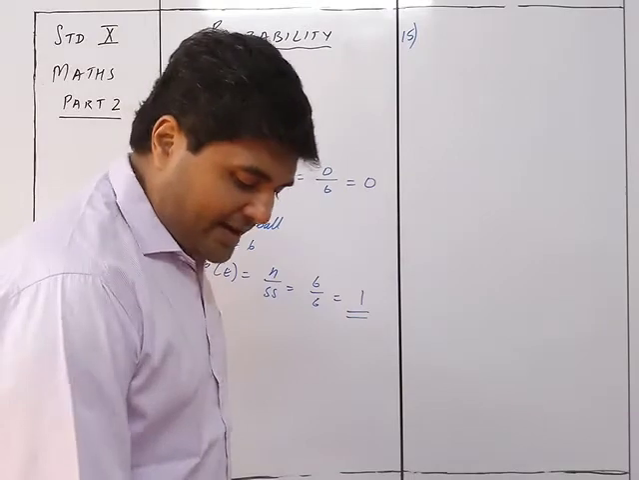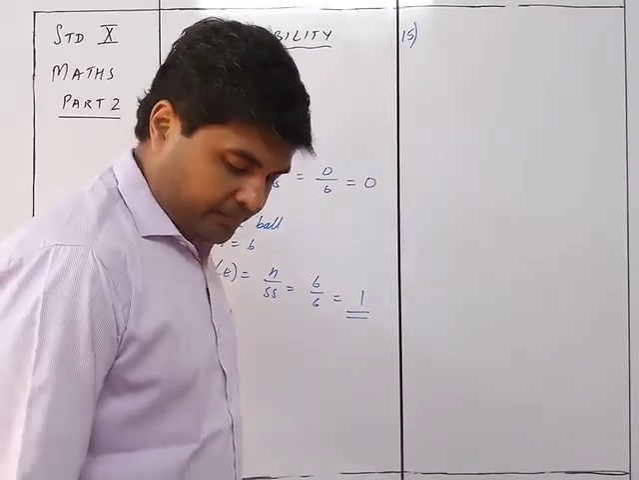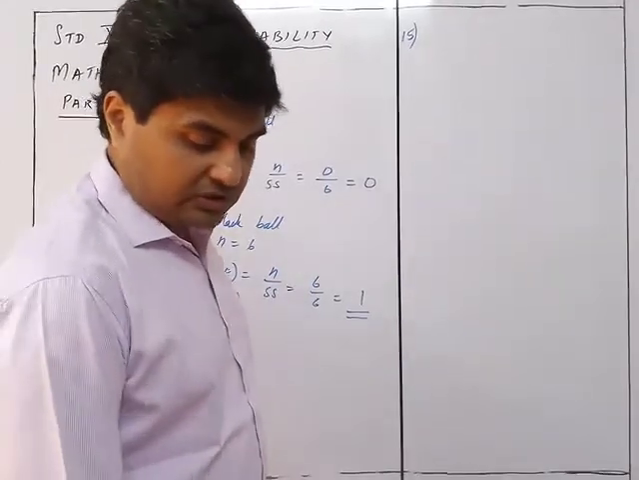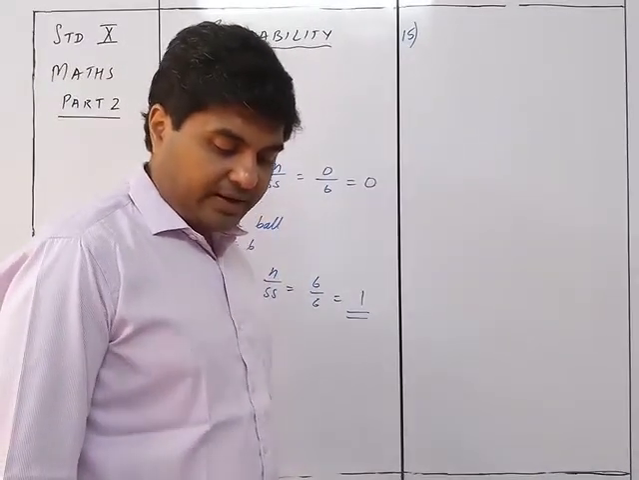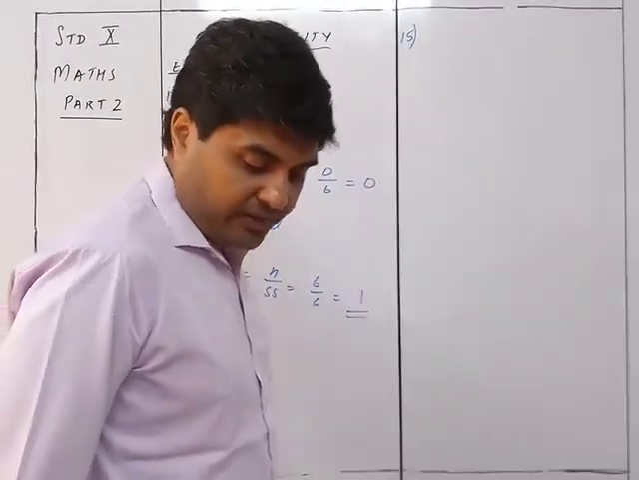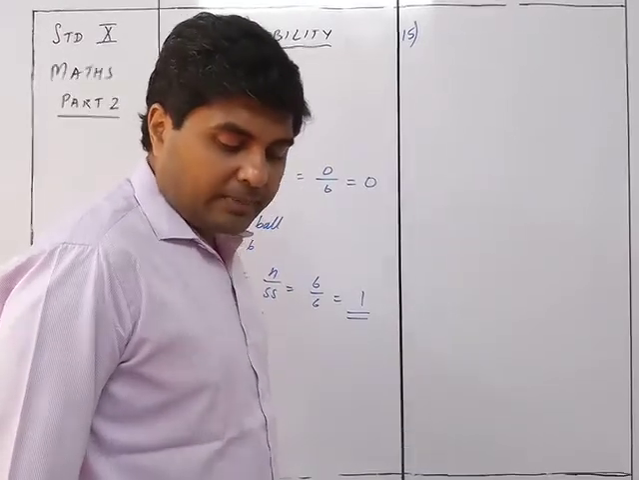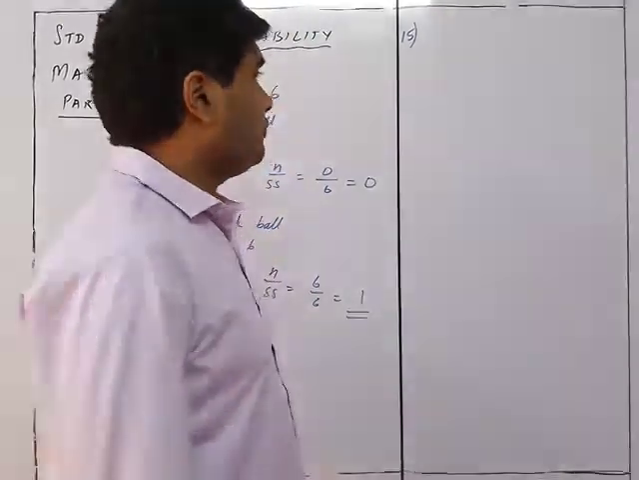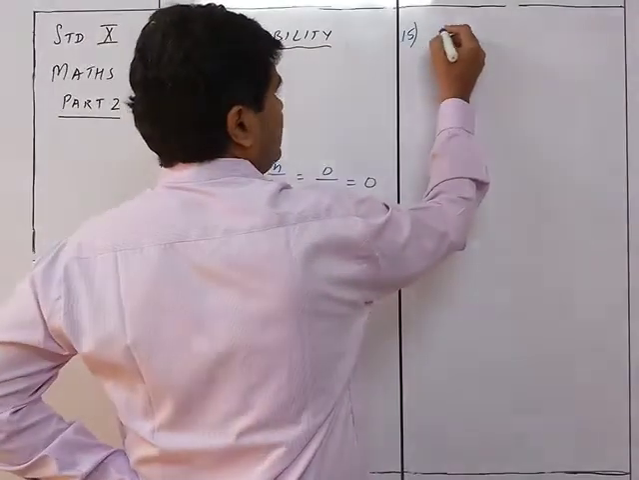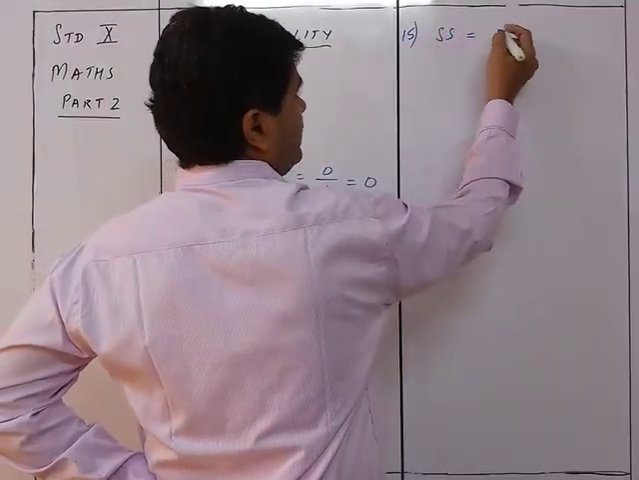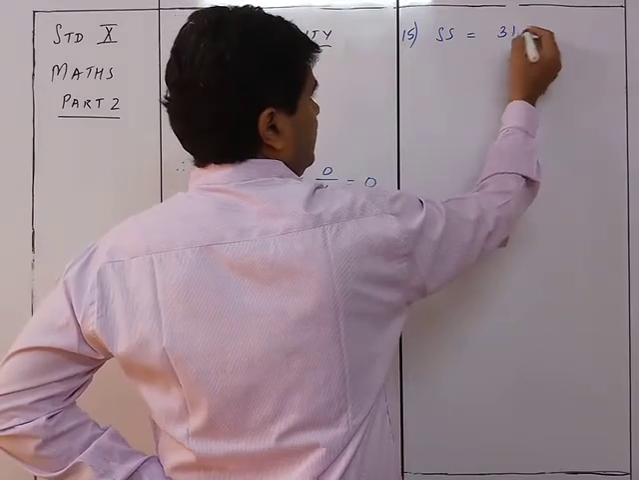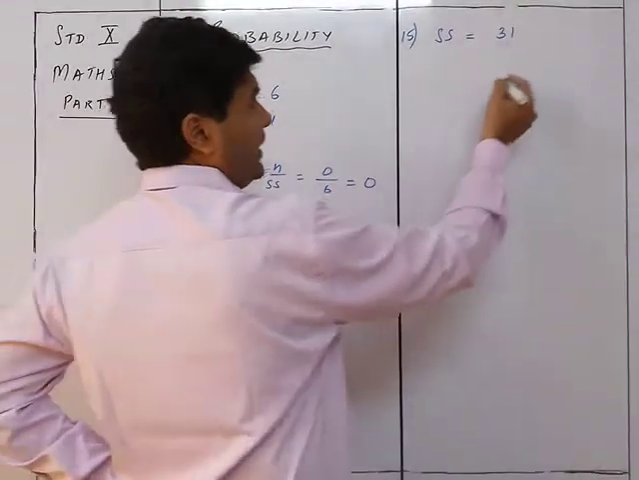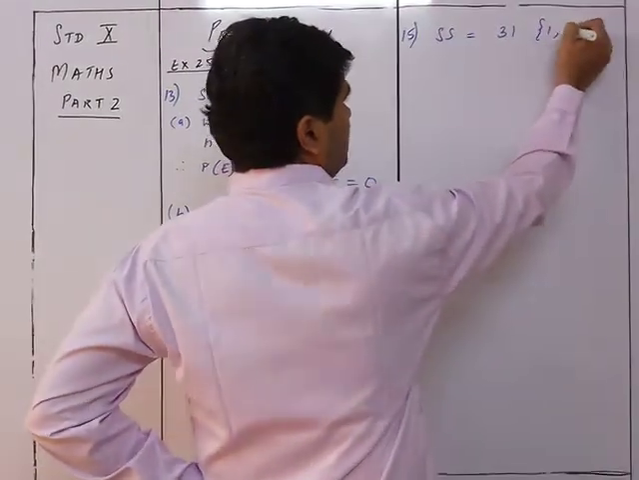Ramesh chooses a date at random in January for a party. So they have given you the calendar of January over here. It starts from Wednesday 1st and it ends on 31st, that is Friday. Find the probability that he chooses a Wednesday. Now, first of all, sample space is equal to 31. That is the number of days in the month of January. So sample space will be 31, that is 1 to 31.